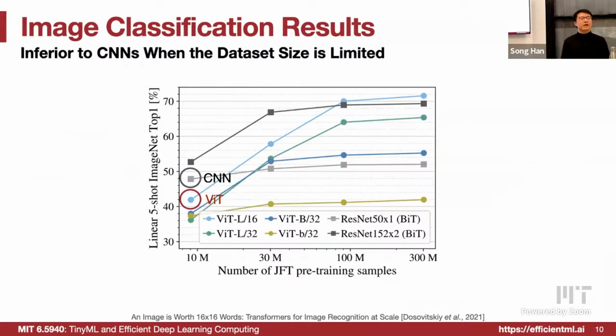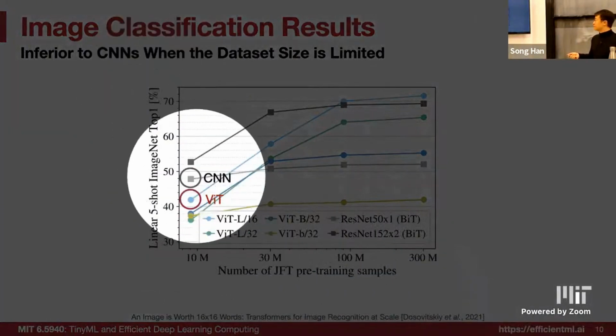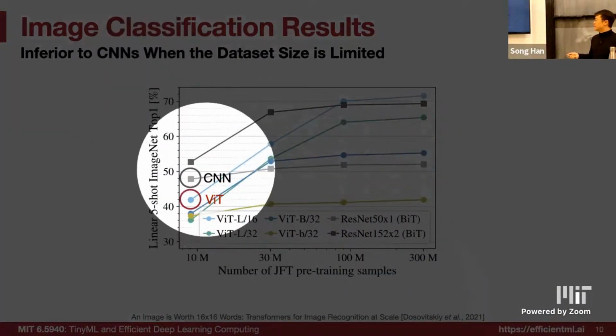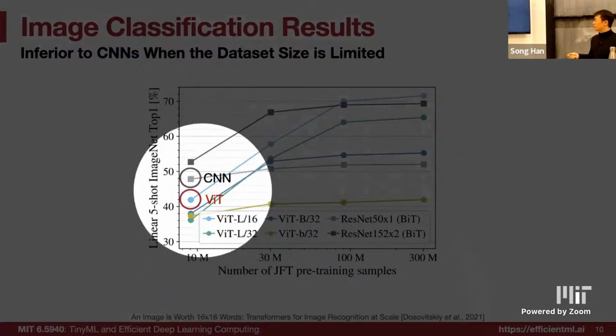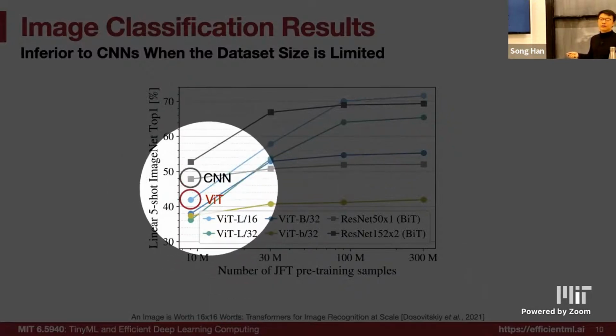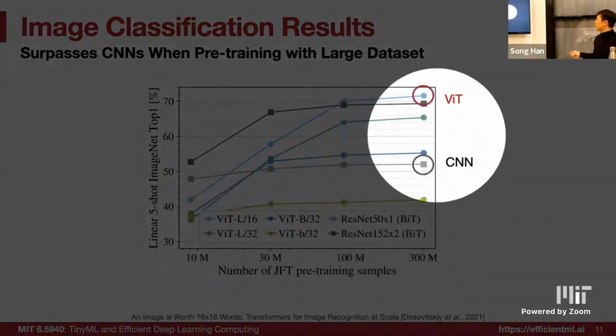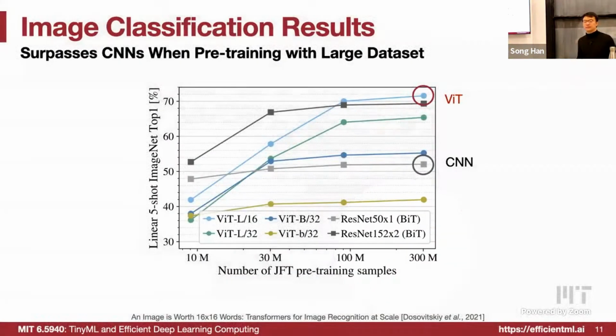So how does ViT compare with CNNs? This is showing the number of training samples, and the y-axis is the top-1 accuracy. We're comparing ViT and CNN when the training data is not a lot. Actually, ViT is inferior compared with CNN. However, when we have a lot of training data, ViT actually surpasses CNNs when pre-trained on a very large dataset. So ViT scales better than CNNs. But when the data is small, CNN is more efficient.